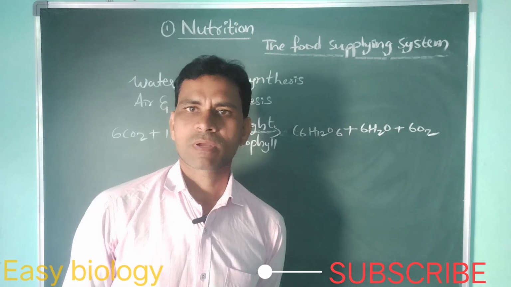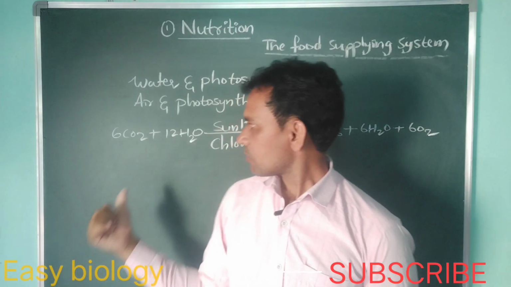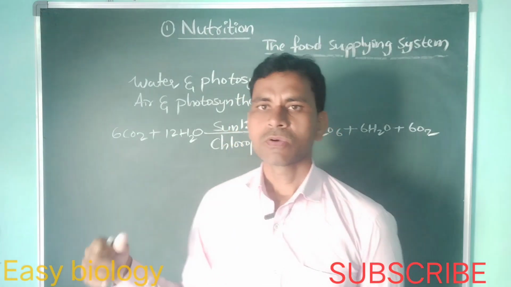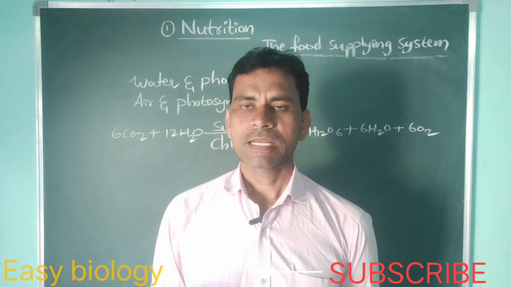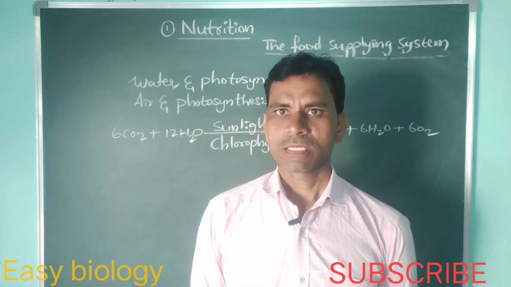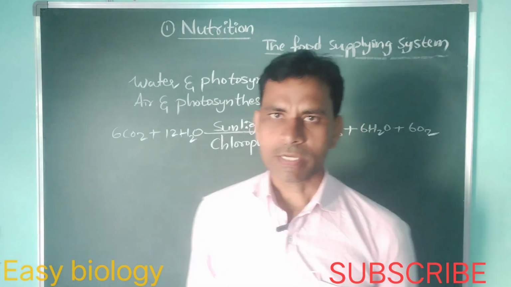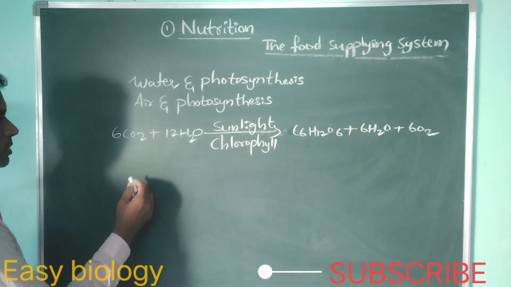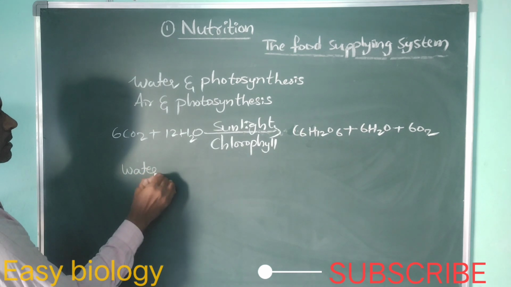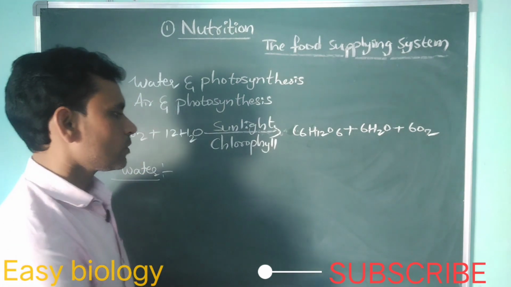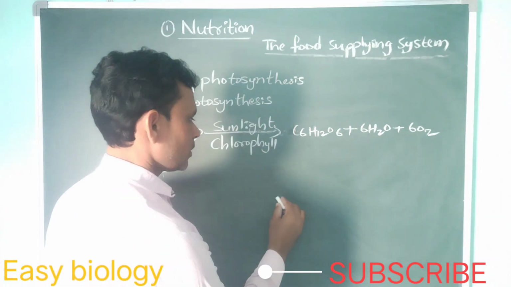So who did the experiment before? Now we know this, but who did the experiment to find it out? Earlier, the scientist von Helmont did an experiment on water and photosynthesis. For this purpose he selected a willow plant.